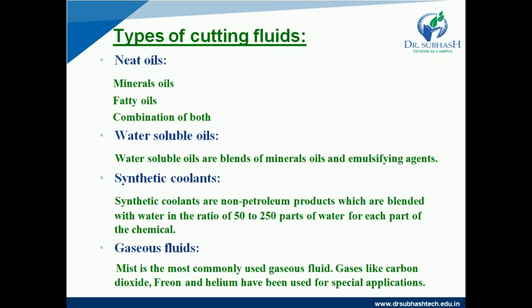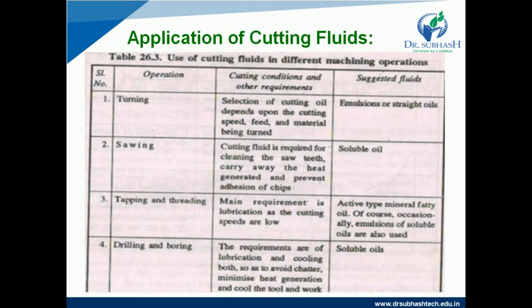If we are performing the turning operation, then the cutting fluid I am suggesting to you is emulsions or straight oils. So cutting conditions and other requirements we have to remember and keep in mind. Selection of the cutting oil depends upon the cutting speed, feed, and material being turned. So which type of material you want to turn, it depends. Then sawing operations, I am suggesting soluble oils. What is the cutting condition and other requirements? Cutting fluid is required for cleaning the saw teeth, carrying away the heat generated, and preventing the adhesion of the chips.